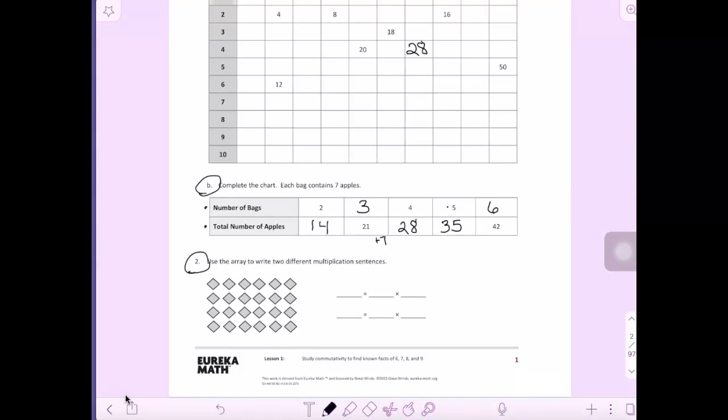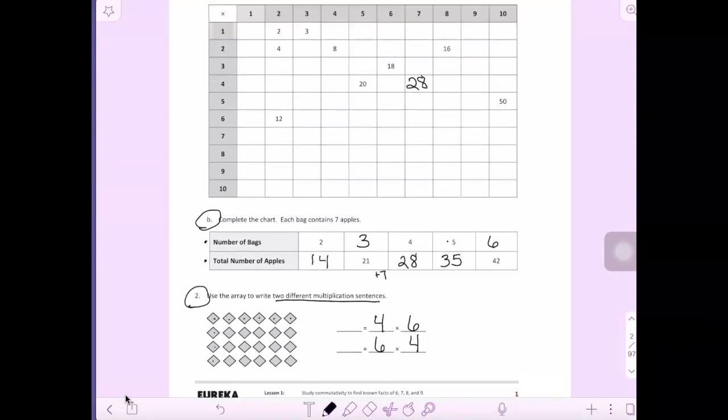Let's use the array in number 2 to write 2 different multiplication sentences. Remember, multiplication is a commutative property, which means like addition, we can do it in a different order, okay? So we have 1, 2, 3, 4 going down the side times 1, 2, 3, 4, 5, 6 going across. So I'm going to fill in 4 times 6 and 6 times 4. So now all we need to do is figure out what that product is, what our total is.